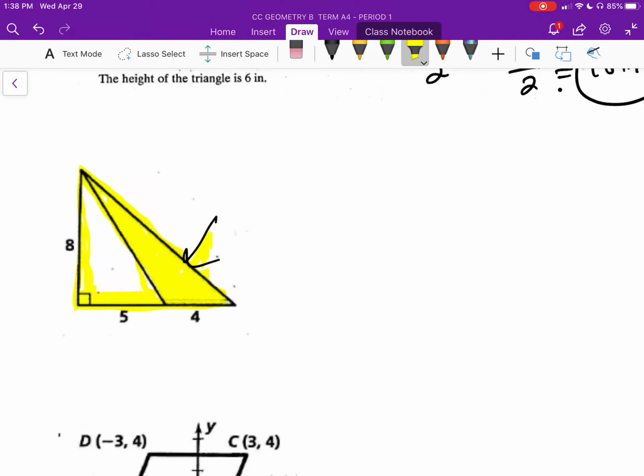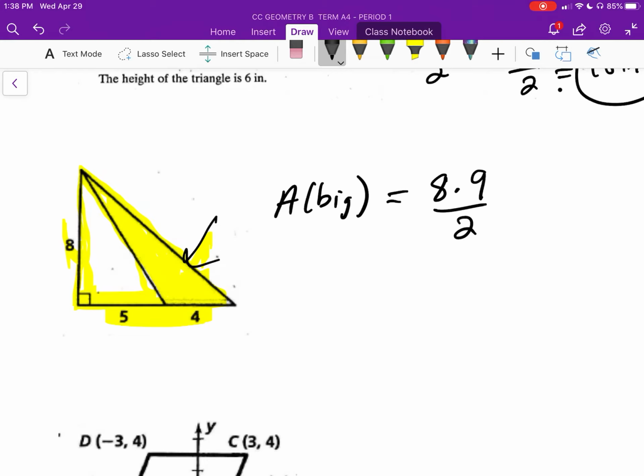The base of the big triangle is 9 and the height is 8. So the area of the big triangle is going to be equal to 8 times 9 divided by 2. If you multiply 9 times 8, you're going to get 72, and 72 divided by 2 is 36. Okay, so that's the area of the big triangle. If we want the area of the medium triangle, that's going to be 8 times 5 divided by 2. And that's 40 divided by 2, which is just 20.